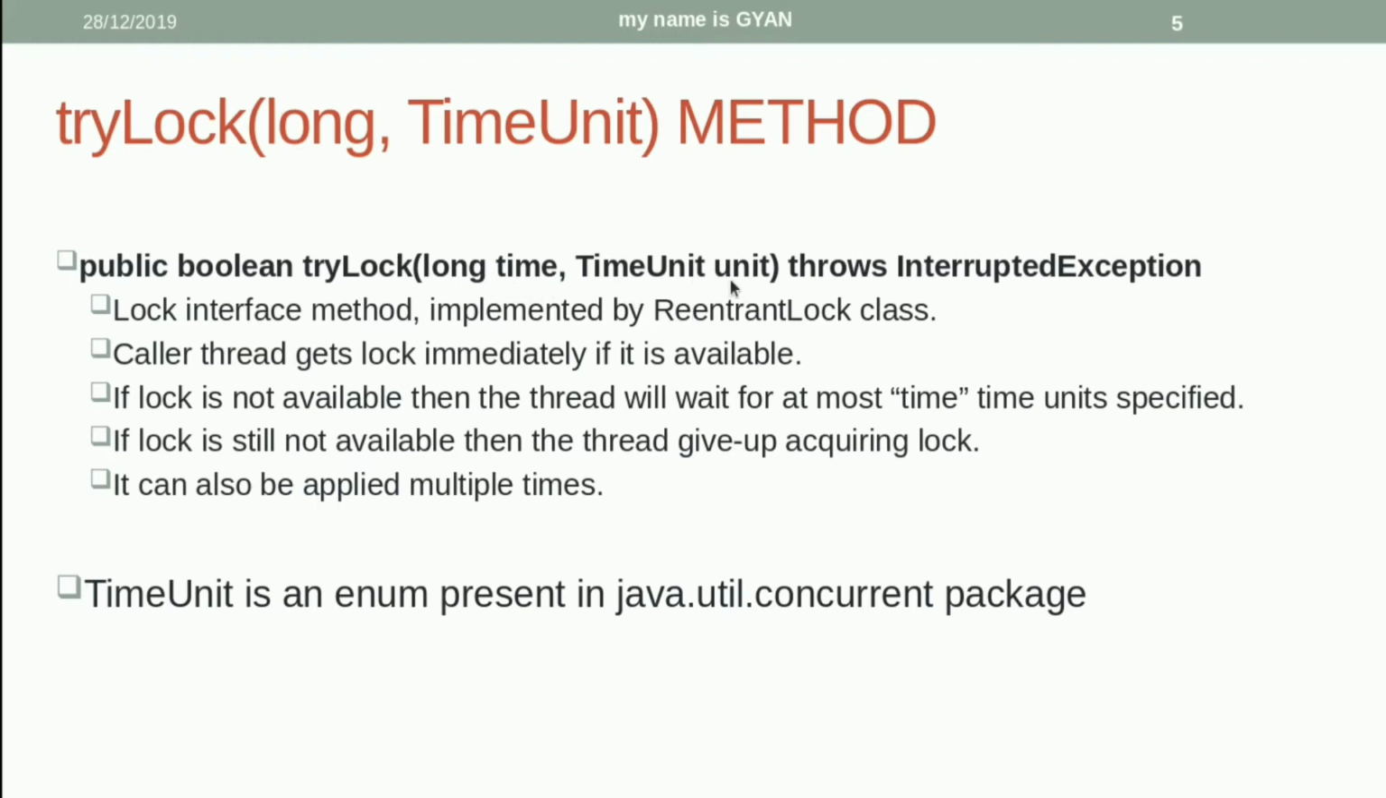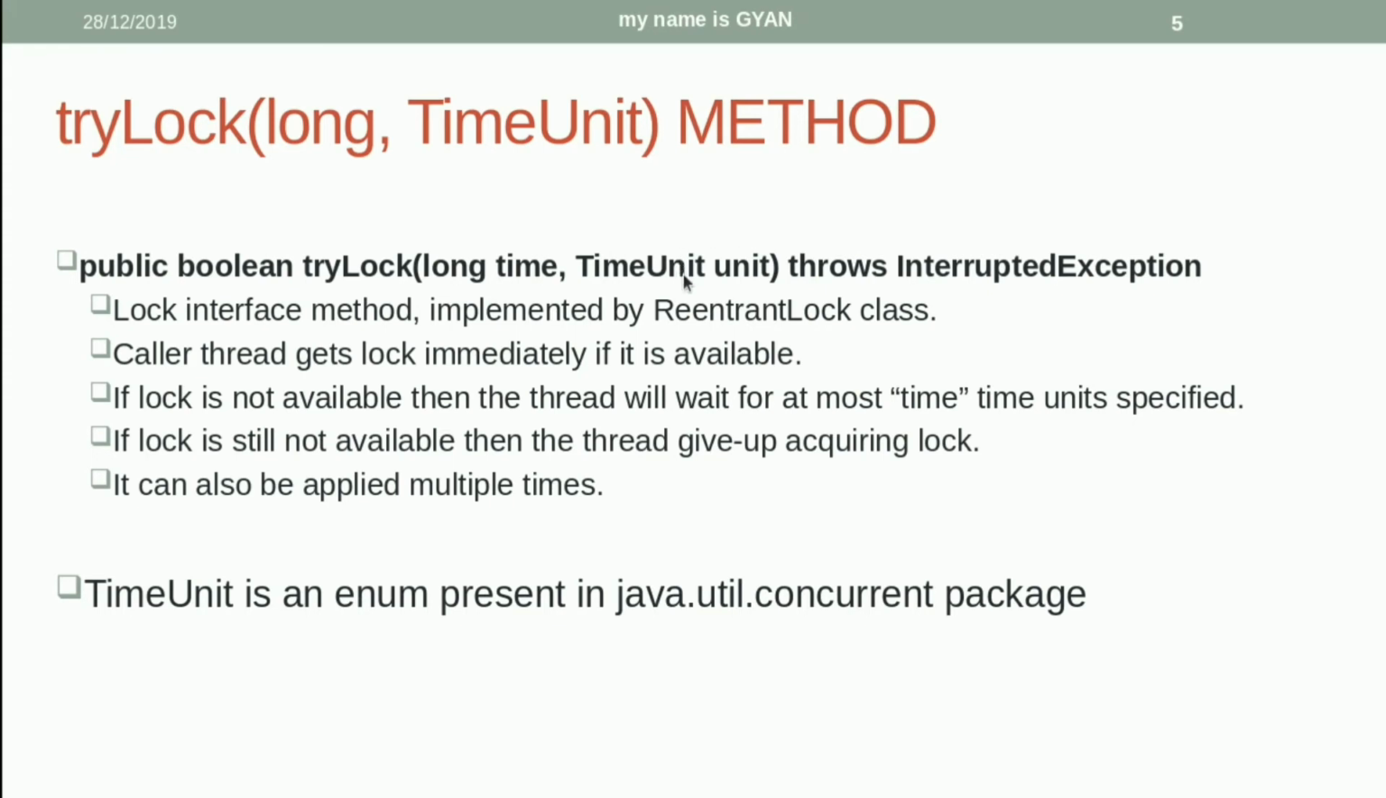Means if the time unit is millisecond and here the value of time is 1000, then the caller thread will wait for 1000 milliseconds. We will understand the time unit in detail in a while. If the lock is still not available, then the thread gives up acquiring the lock. Means after waiting for this much time, if the lock is still not available, then the thread will give up acquiring the lock. It can also be applied multiple times, means this method can be applied multiple times.